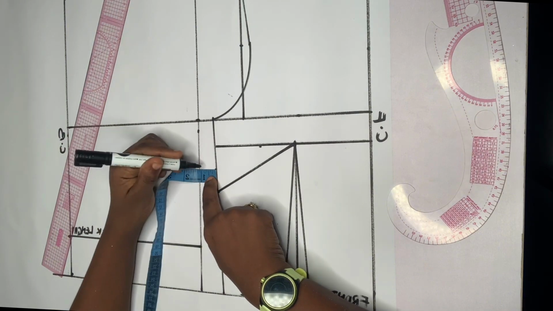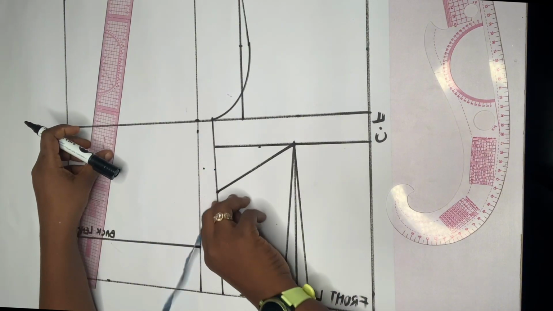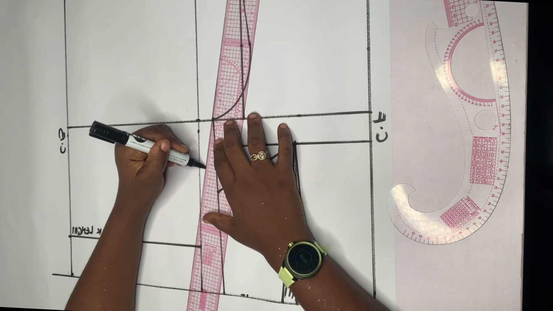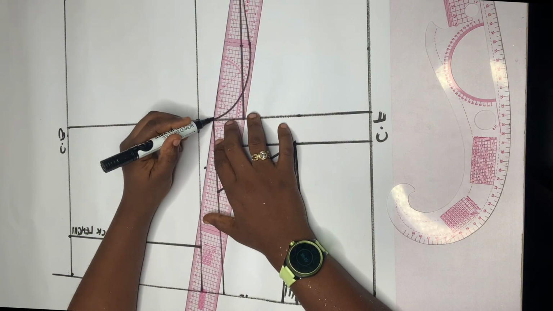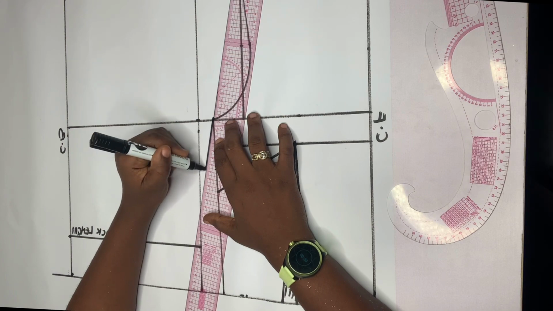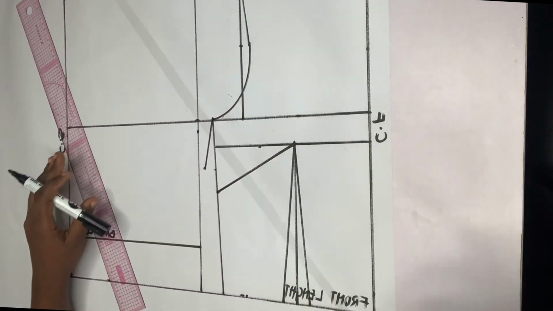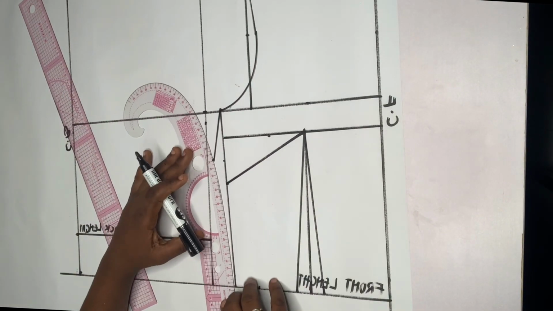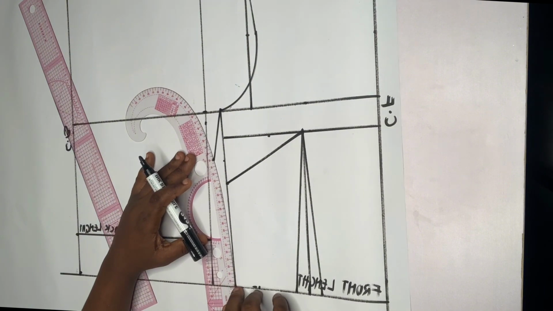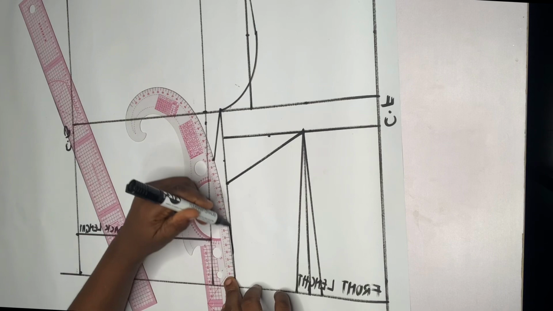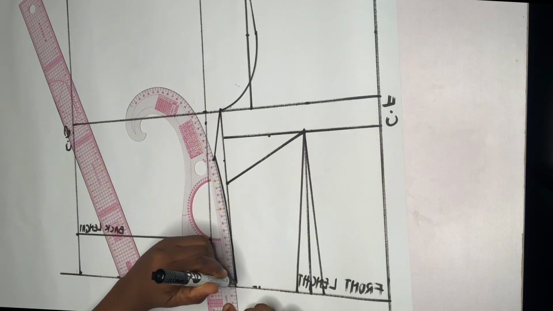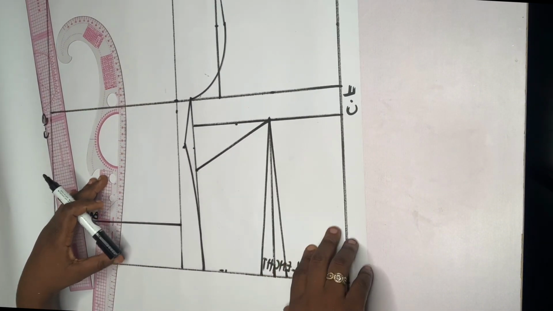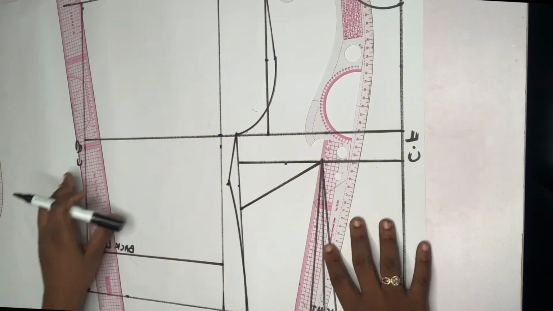So go ahead and mark the midpoint of that bust dart, come out by 0.75, and then connect that point back to your bust measurement like so. Then go ahead and use a curved ruler to connect that side also back to your waistline. This is just to help us when we are cutting out our pattern, so that we would not have any shortage on that part of our draft, on that part of our block.